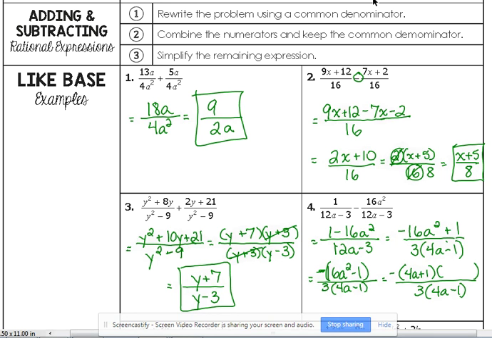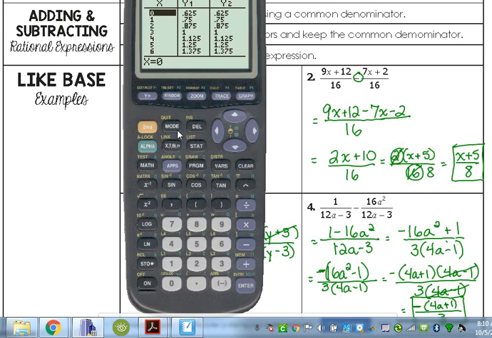4a plus 1, 4a minus 1. Now we can cancel those 4a minus 1s, and we are left with, I'd rather you just leave the negative in front of those parentheses right there. Negative parentheses 4a plus 1 over 3. So we did a lot of work there.